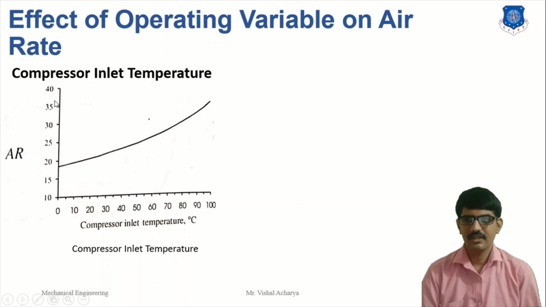So here we use the minimum air for the gas turbine. Regarding compressor inlet temperature, when the compressor inlet temperature is increased, the air requirement is high, because when the compressor inlet temperature is increased, the density of the air is less. So we require more air. So when the compressor inlet temperature is increased, the air ratio required is very high.